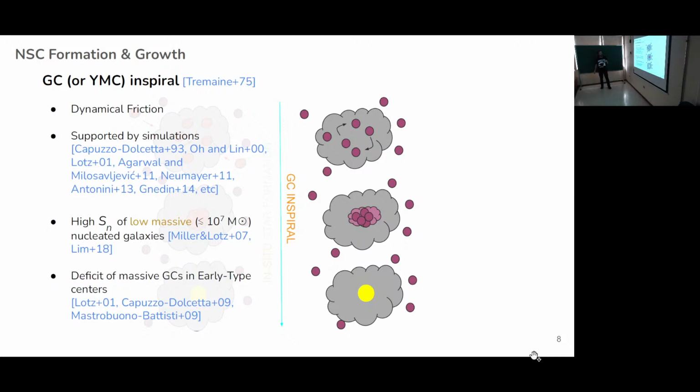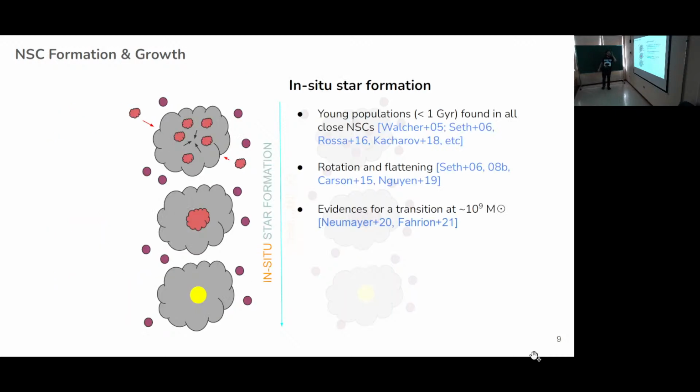The fact that there is a high specific frequency of globular clusters in low-mass nucleated galaxies, and the fact that there is a deficit in massive globular clusters in early-type centers, means that those massive globular clusters might have become the nuclear star clusters over time. The other formation theory, which is not excluded by the first and might happen at the same time, but to a lesser extent, is in situ star formation, where gas spirals toward the center of the galaxy and forms the stars there into a large cluster.